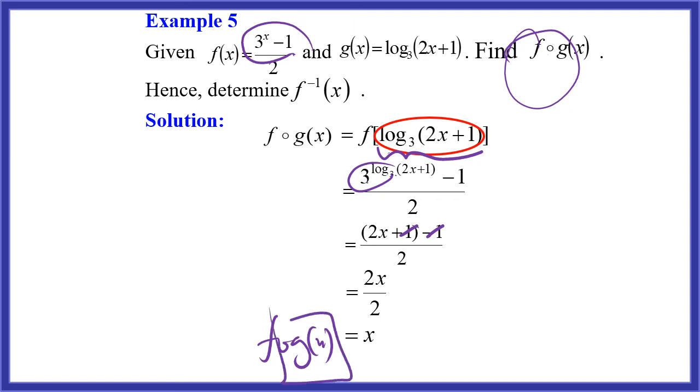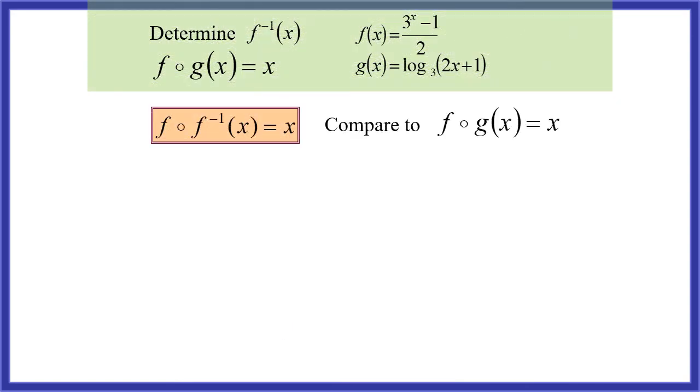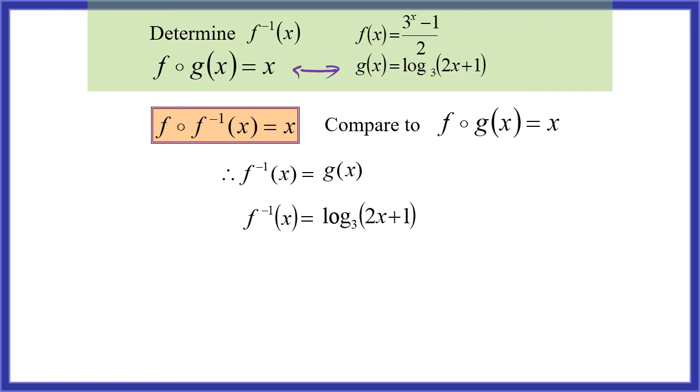What does it mean? It means that g is actually the inverse of f, because this is comparing to the inverse properties. So f inverse of x is actually g(x) itself, that is, log base 3 of (2x plus 1). This f and g are inverses of each other because it satisfies the properties of inverse. It means that for f inverse, we can use g as the f inverse. That's why we have the answer f inverse equal to log base 3 of (2x plus 1).